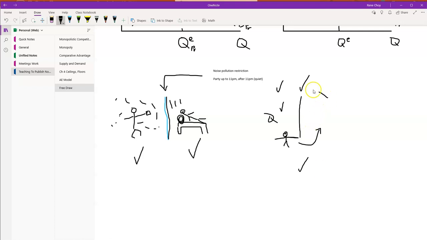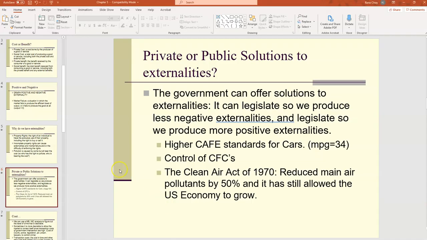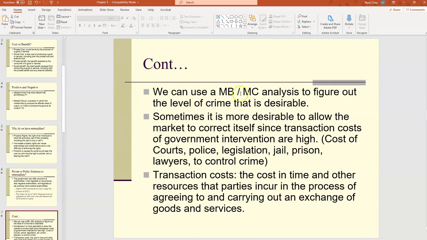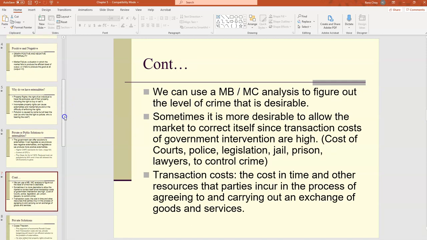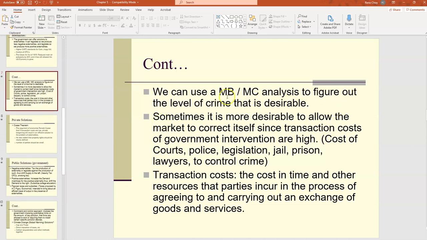Okay? So a private solution can exist for pretty much every problem. But what we're trying to explain is that there are plenty of times where private solutions don't work. There is no particular way in which a problem can be solved privately, and therefore the government has to step in and provide that particular product or that particular service or that particular solution. Now, one of the ways in which we can figure out how to approach this is by thinking about the marginal benefit and marginal cost of these transactions. Some problems are more desirable if you allow them to solve themselves, because otherwise it will be too expensive.